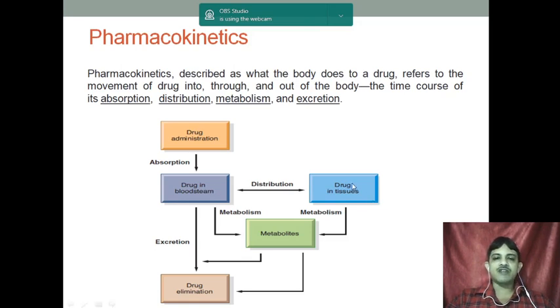After that, the drug will be metabolized. That means after the drug goes into the tissue, it can be metabolized, or the drug present in the bloodstream can also be metabolized. Then it comes to elimination. Sometimes the drug can be eliminated in the unchanged form, or after metabolism it can also be eliminated. So pharmacokinetics is nothing but absorption, distribution, metabolism and excretion.